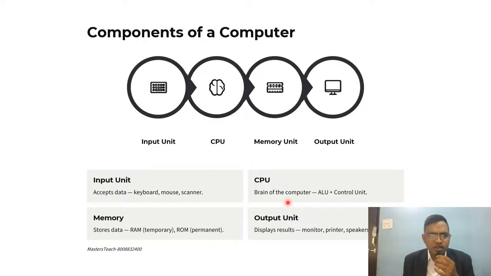What are the components of a computer? One is input devices. Input devices means, as you know, the keyboard, mouse, scanner. Then the CPU, which consists of the arithmetic logical unit and the central processing unit. This is the brain of the computer, we can say. Then memory, which is of two types: RAM, random access memory, and ROM, read only memory. Random access memory is temporary, whereas ROM is permanent. Then the output unit, where monitor, printer, and speakers are called output units.